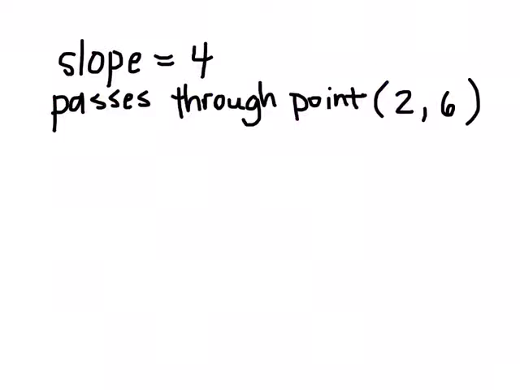So in this question, they're giving us the slope of the line, and they're telling us that it passes through the point (2, 6). That's the coordinate. They want us to determine an equation of the line. What is the equation of the line in slope-intercept form? B, good. Okay, so let's write this down. y = mx + b is the equation of a line in slope-intercept form.